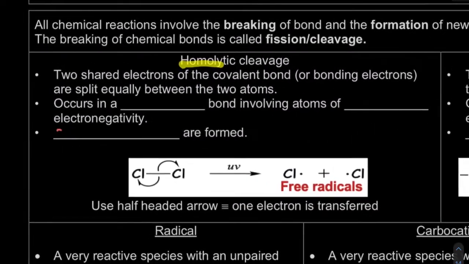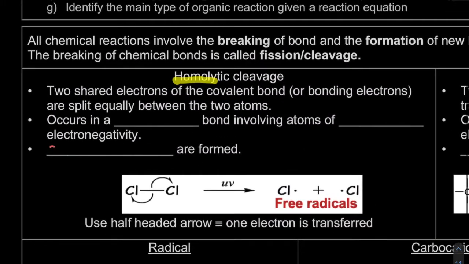So now let's look at the case of homolytic cleavage. This is where the two shared electrons of the covalent bond are split equally between the two atoms. This reaction will occur in a non-polar bond involving atoms of similar electronegativity. Once the bond is broken, what forms is a free radical.